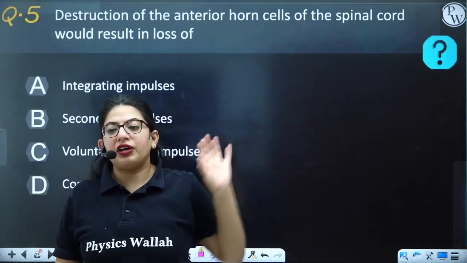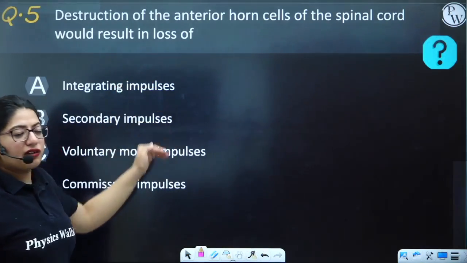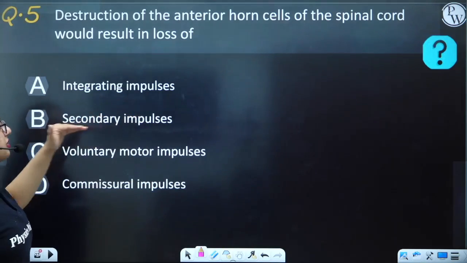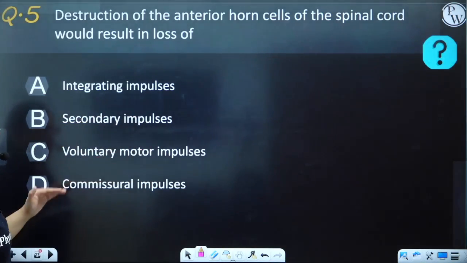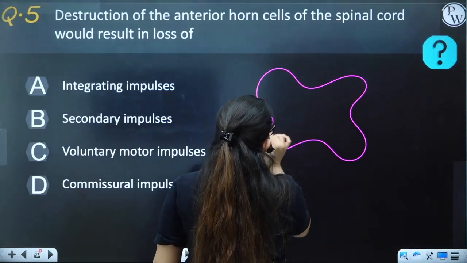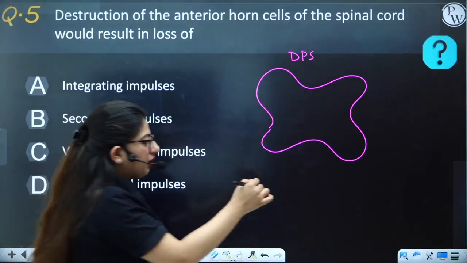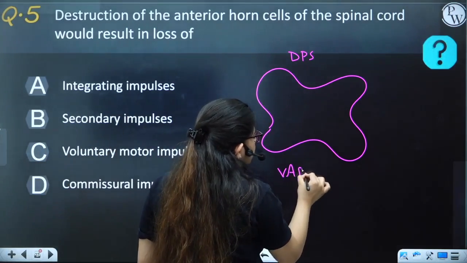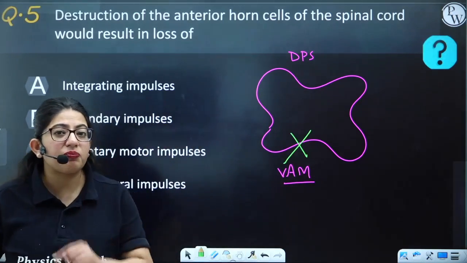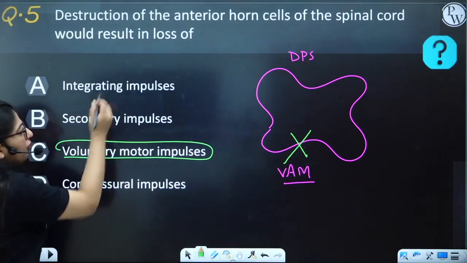If you are confident enough that you have done the structure of the spinal cord, this question is simple. You don't have to get confused by the options because the options are confusing here. Let's see: integrating impulses, secondary impulses, voluntary motor impulses, commissural impulses. We have drawn this spinal cord. In the spinal cord, there was DPS, Delhi Public School: dorsal side, posterior, which is sensory. Then ventral, anterior, which was motor. So it is saying if we destroy this portion, tell me which impulses will not go. You know, it controls motor, so you don't have to think of other things.